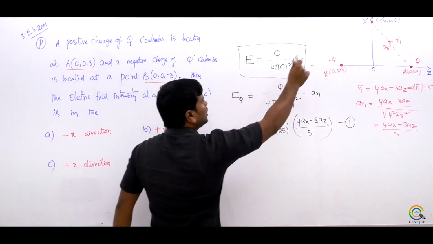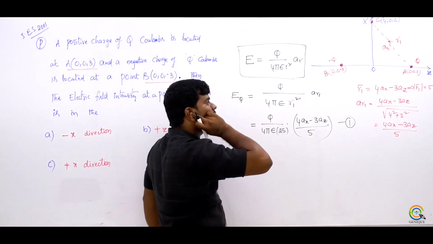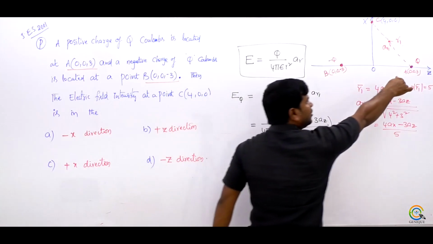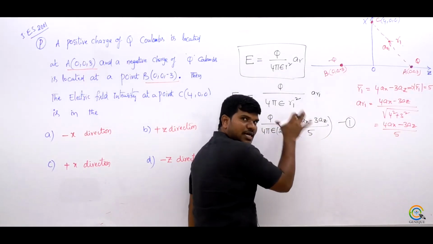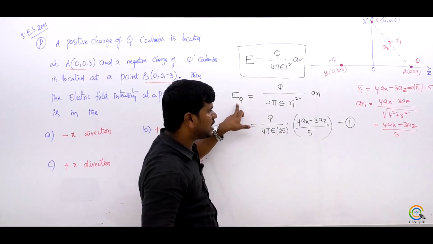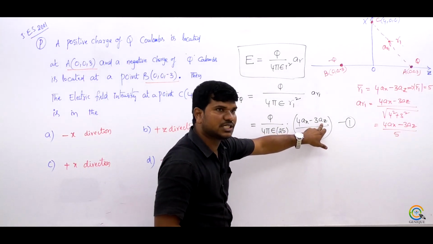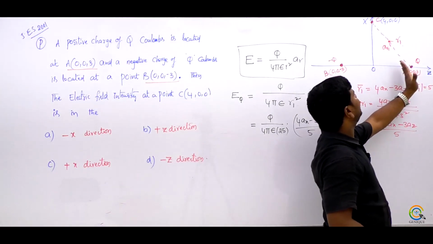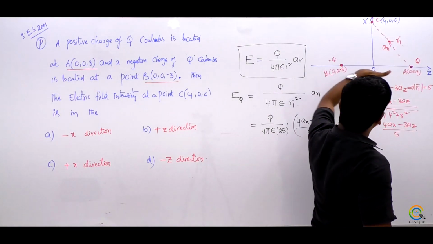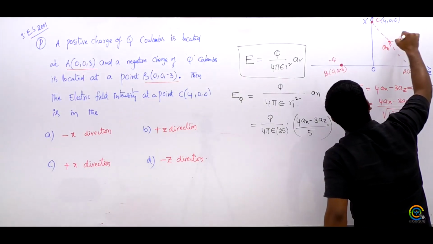Now what about the second charge? How will the electric field be? If you observe this expression, you can say that the electric field will be in which direction? Positive AX and negative AZ direction. What is the positive AX? It is in this direction, right? Positive AX and negative AZ direction. So the electric field, you can assume, will be in this direction.